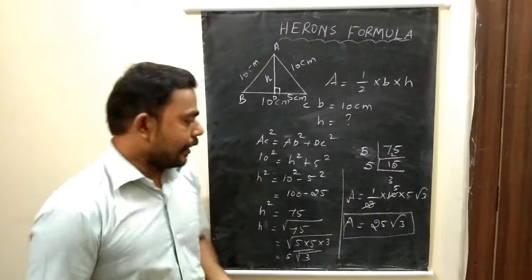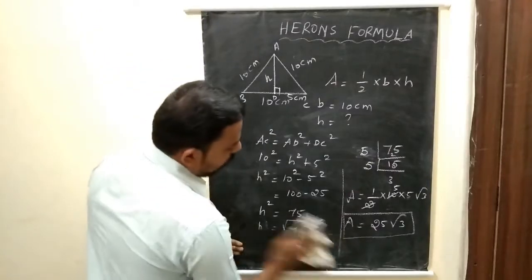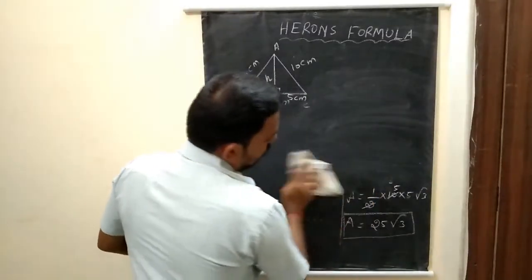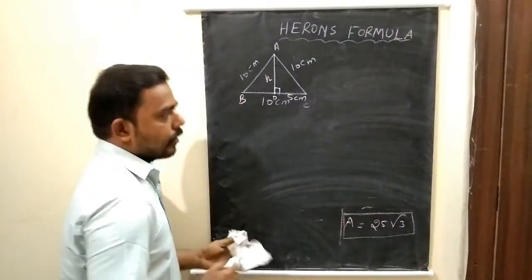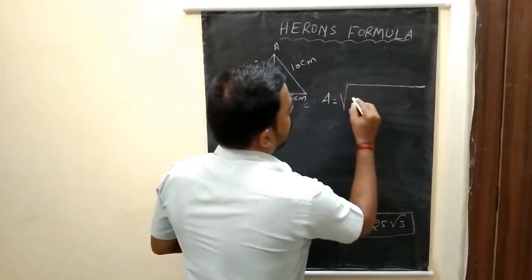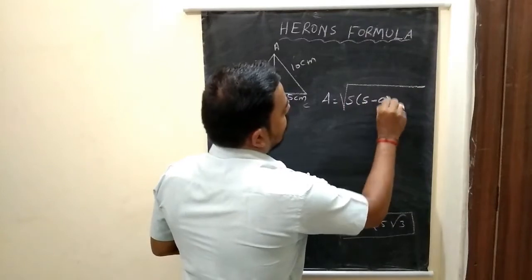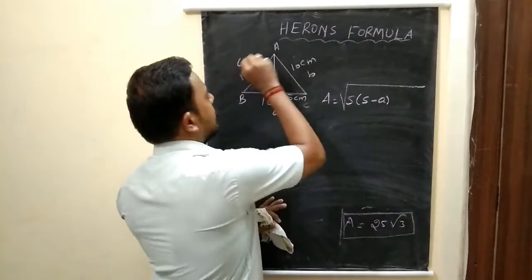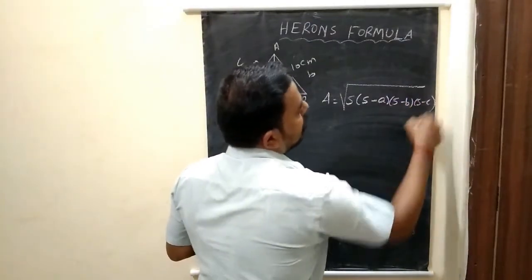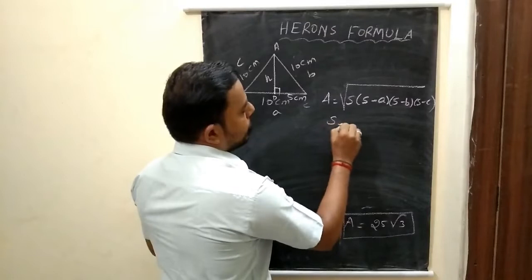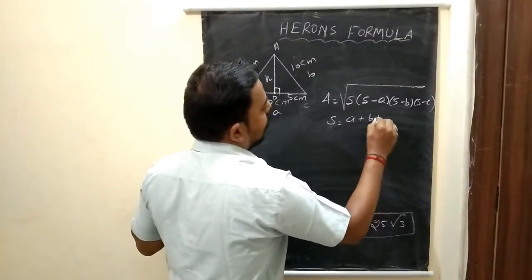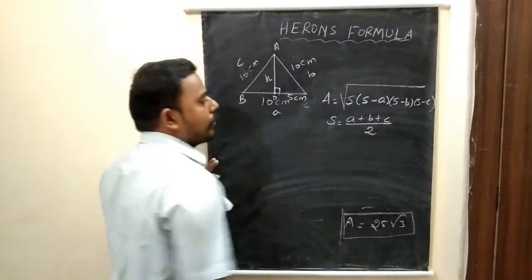Now we are going to try to find this area by using Heron's formula. Heron's formula, note it down: area equals the square root of S into S minus A into S minus B into S minus C, where A, B, C are the side lengths and S is the semi-perimeter. The perimeter you already know, so S equals A plus B plus C divided by 2. This is the value of S.